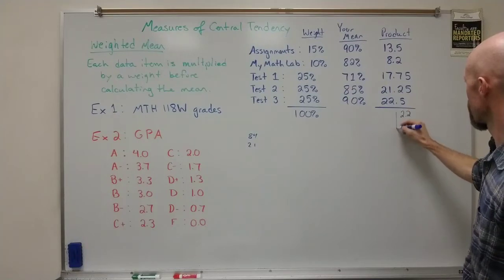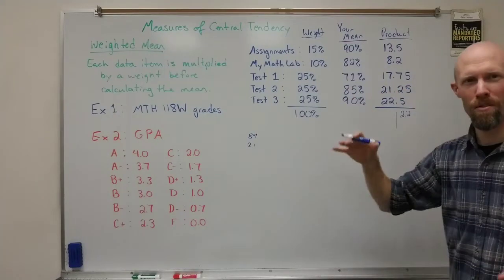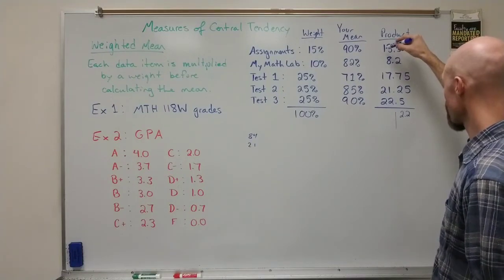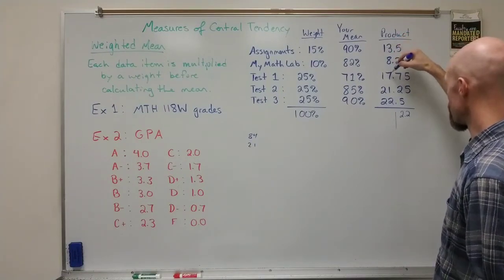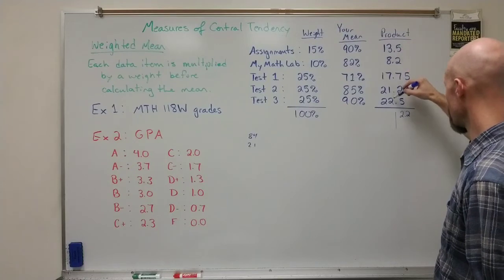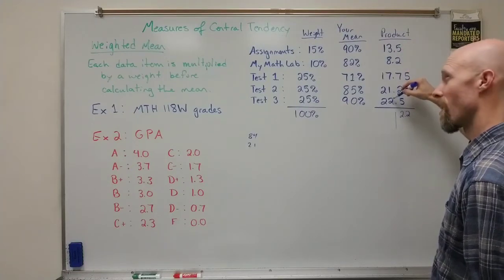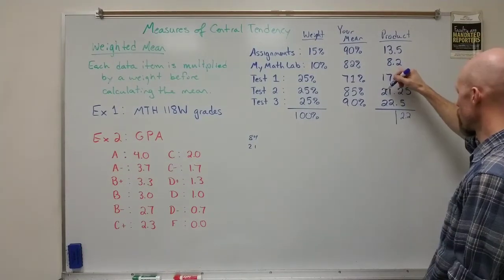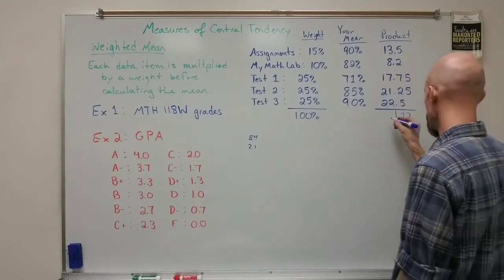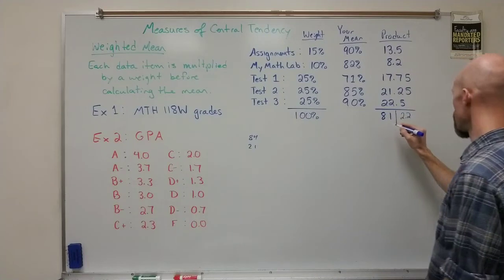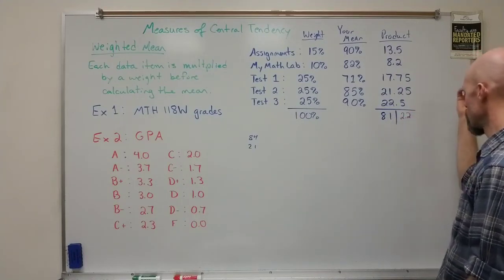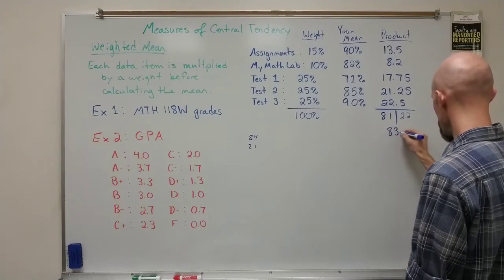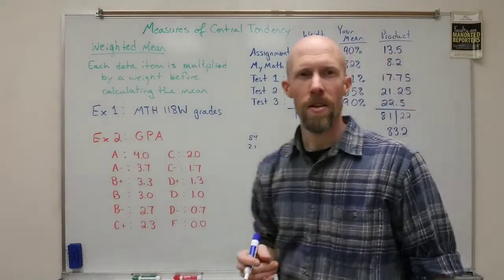I'm just kind of rough adding these. 13 and 17 is 30, and 8 is 38, and 2 is 41, 61, 81. So this is 81 and 2.2, which gives you 83.2.